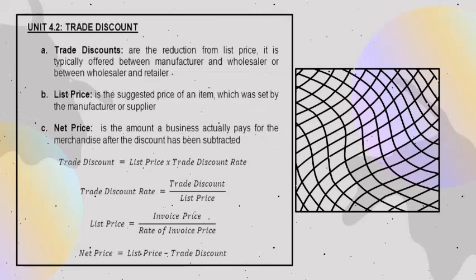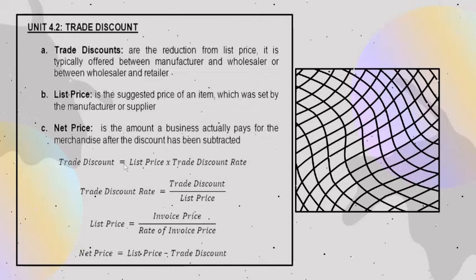So trade discounts are reduction from list price. It is typically offered between manufacturer and wholesaler or between wholesaler and retailer. A list price is the suggested price of an item which was set by the manufacturer or supplier. Another significant term is the net price. It is the amount a business actually pays for the merchandise after the discount has been subtracted.